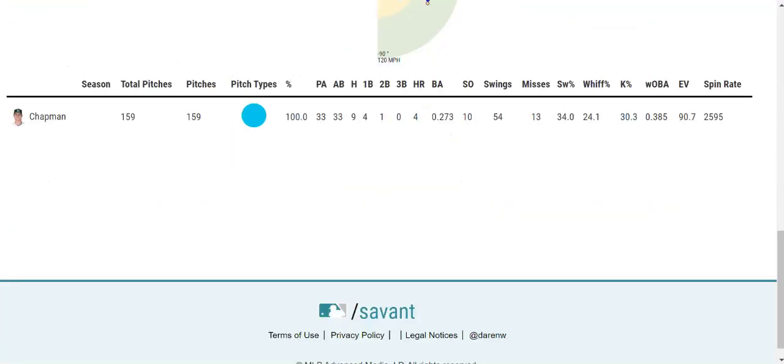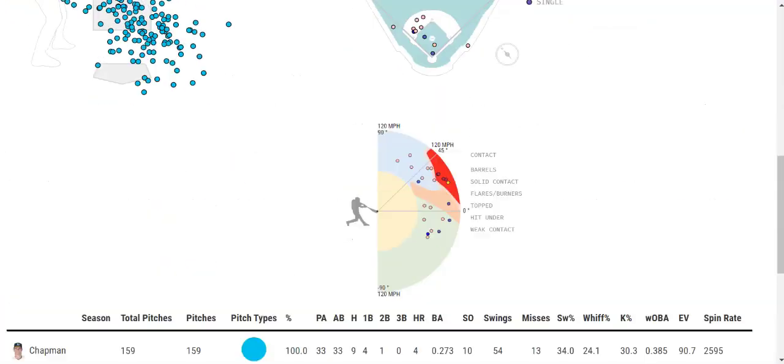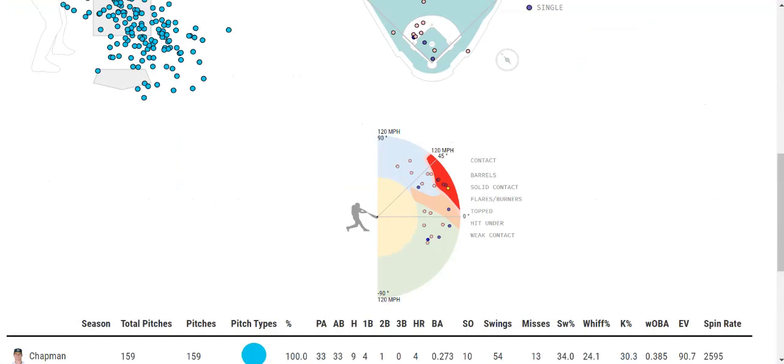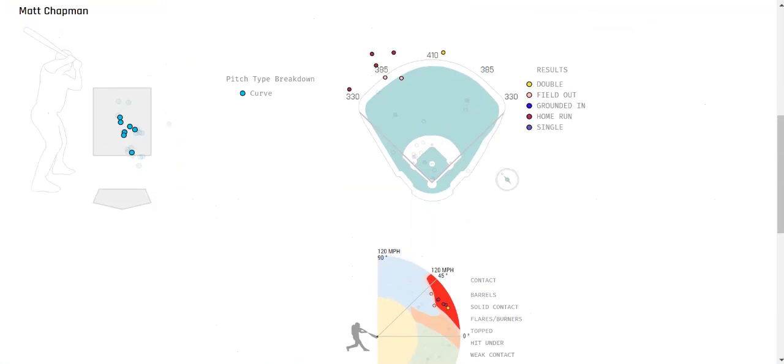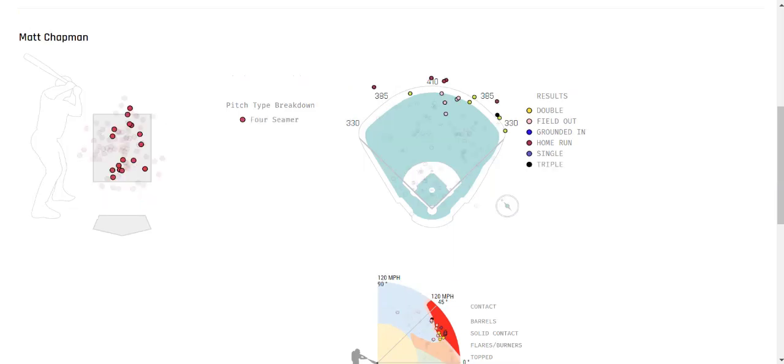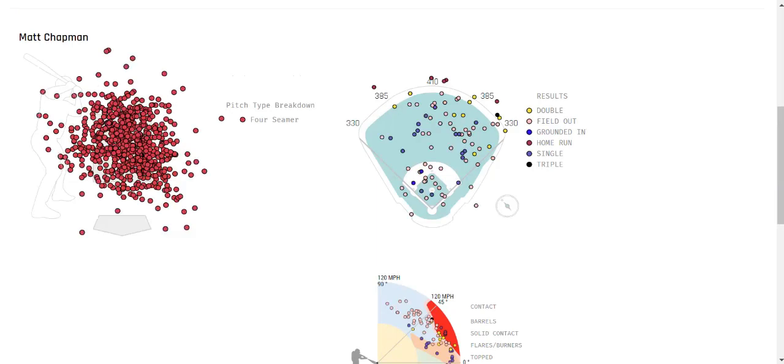So against curveballs, Matt Chapman had a wOBA of .385, which again is very good. If we look at where the best curveballs that he hit were in the zone, they were hanging, obviously. So if I'm trying to get in Matt Chapman's head, which I'm clearly not, I'm thinking I want to look for a curveball here in the middle of the zone that's hanging, or I want to look for a fastball on this middle to outer half that I can do something with. Looks like with fastballs, he's more likely to push it opposite field or up the middle. He's not really pulling fastballs that often.